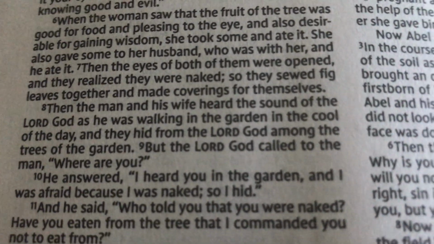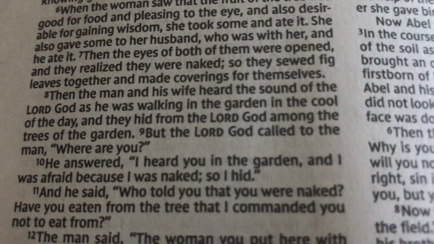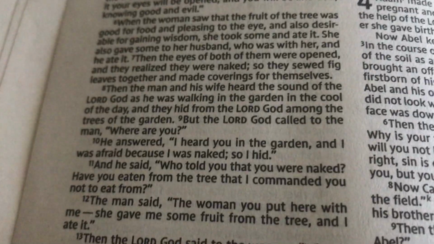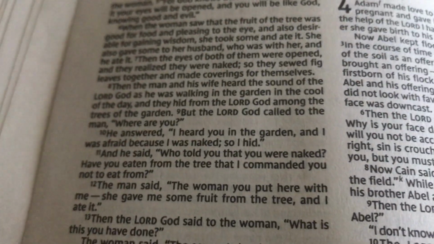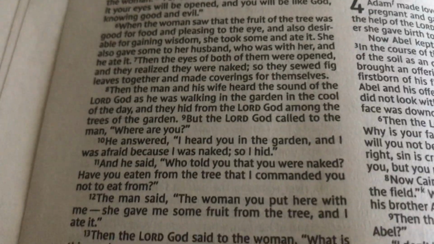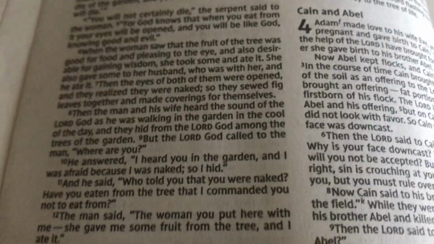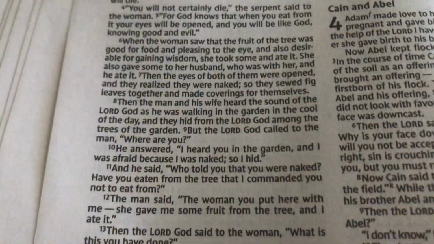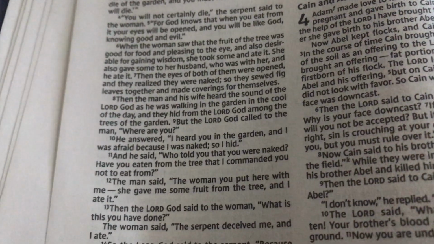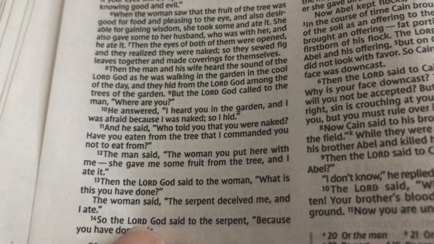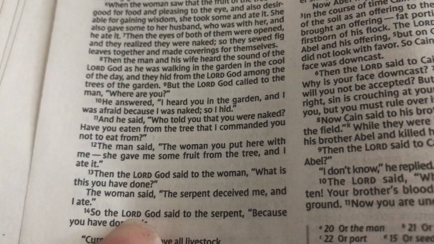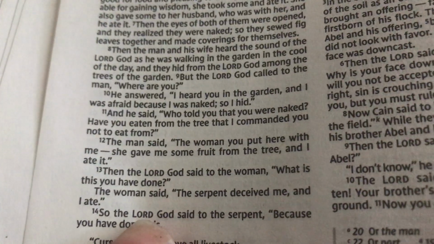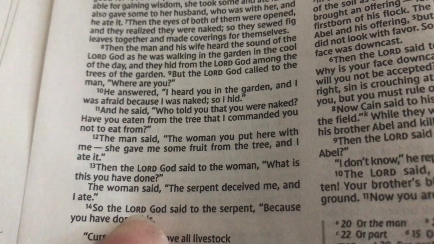Then the man and his wife heard the sound of the Lord God as he was walking in the garden in the cool of the day, and they hid from the Lord God among the trees in the garden. But the Lord God called to the man, "Where are you?" He answered, "I heard you in the garden, and I was afraid because I was naked, so I hid." And he said, "Who told you that you were naked? Have you eaten from the tree that I commanded you not to eat?"